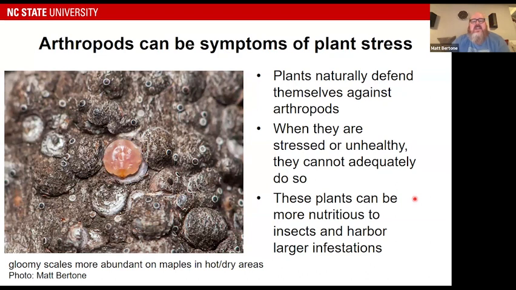In fact, Steve Frank in our department did a big study on gloomy scales and found that they're much more abundant on maples that are in cities and urban areas, places where it's hot and dry and the plants are more stressed. Out in the woods, the maples have far fewer pests. It could also be because of the abundance of beneficials, but a stressed plant is going to be already kind of on the worst foot from the get-go, and these insects then can establish better and can start to push it more over the edge.